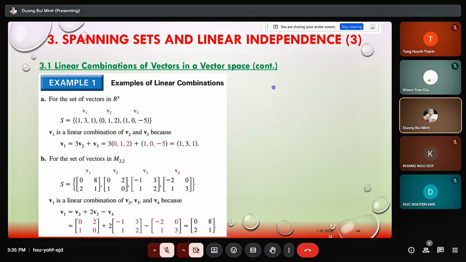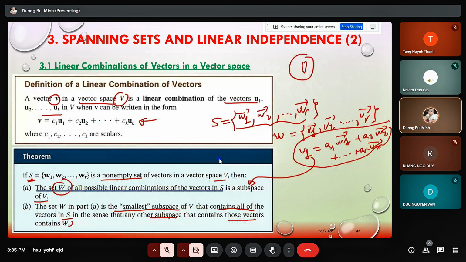Now look. We have vector space V is R3. That means every vector has 3 elements, right? So now we have the set S. We have vector V1, vector V2, and vector V3. This is S. We would like to consider the set W of all possible linear combinations of the vectors in S, which is a subspace of V.